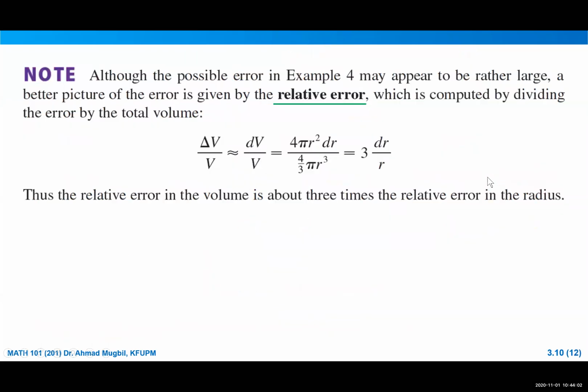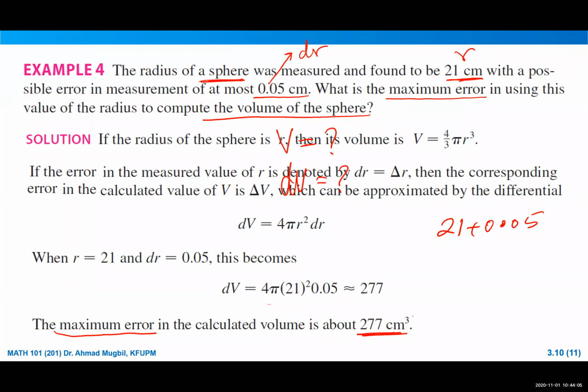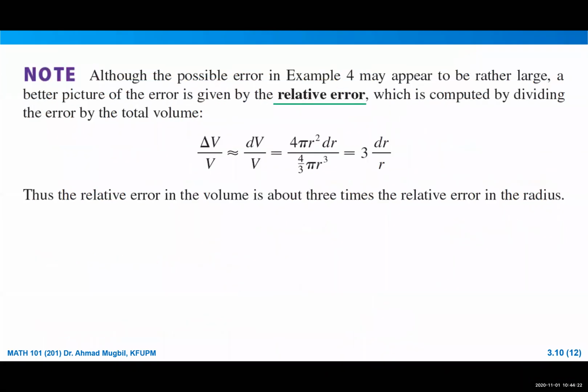Now, don't think that this is a big error, because it should be related to the error itself. Let's look at dr. The amount of error in calculating the radius is very small compared to the radius itself. To make that clear, you need to deal with what is called relative error. So the error relative to the original quantity. You need to calculate dr with respect to r.